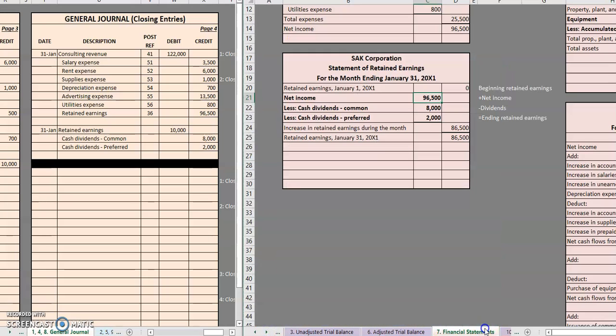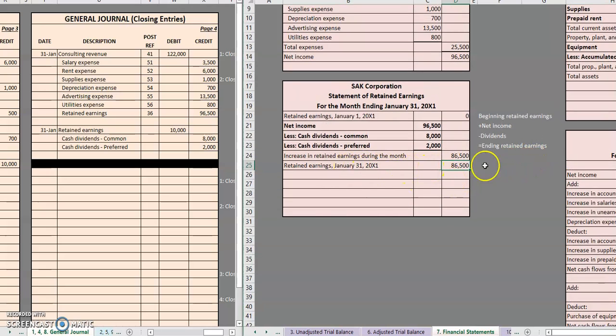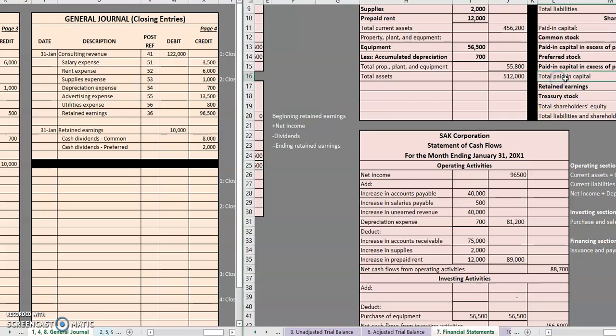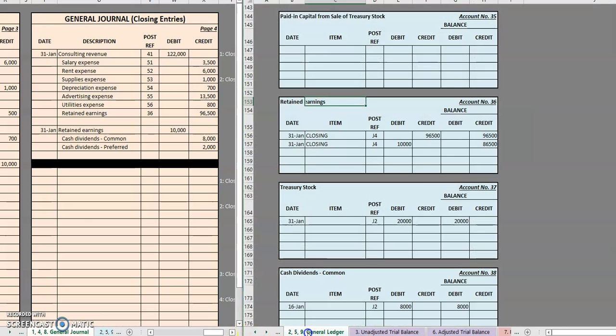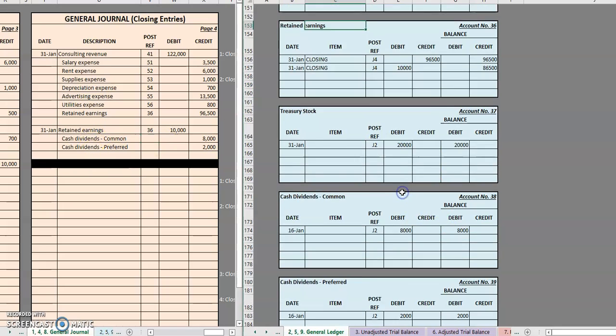And just to show you this $86,500 in retained earnings, if you've been following along in this series, we did our financial statements. It should match the ending retained earnings balance that you showed on your statement of retained earnings and also on your balance sheet. Retained earnings, $86,500. So what the closing entries are doing is they're essentially updating your retained earnings by the new balance that should be in there.